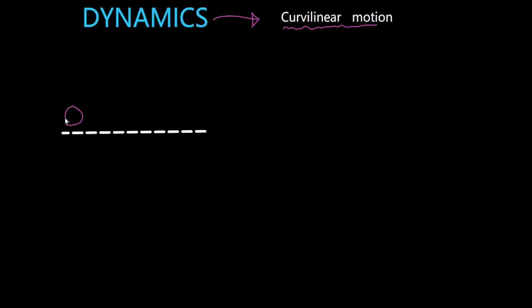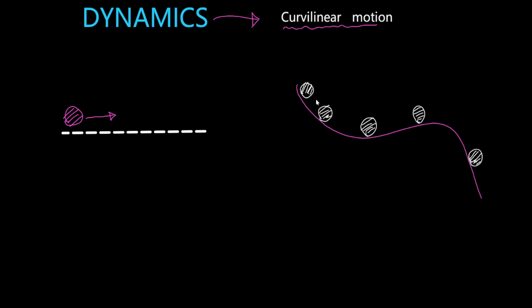Suppose this is the object, and the object is moving in this direction. But in curvilinear motion, what will happen? It will follow a curved path like this. This object will move like this, then it will come to this position, then to this position. So the path is a curve. In translatory or rectilinear motion, the path is a straight line. Here the object is moving along a curved path, called curvilinear motion.